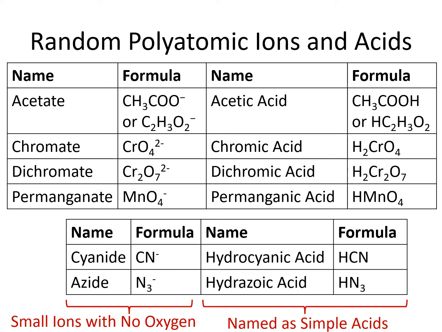The last two on this slide will not follow the same acid naming rules because they are small ions with no oxygen. Cyanide is carbon and nitrogen bonded together with a -1 charge. Azide is 3 nitrogens with a -1 overall charge. Both ions get 1 +1 hydrogen to make the neutral acid. The acid based on cyanide is hydrocyanic acid. The acid based on azide is hydrazoic acid. We will talk more about naming acids in our next chapter.